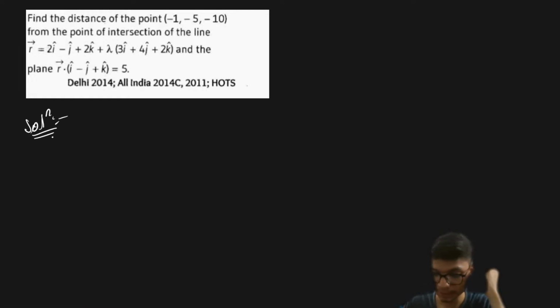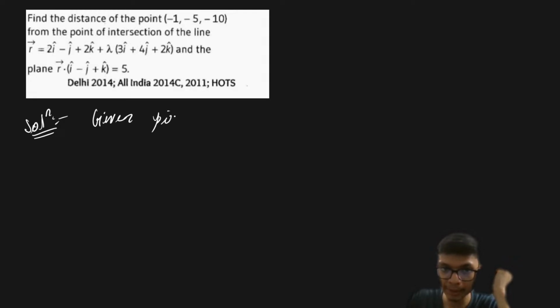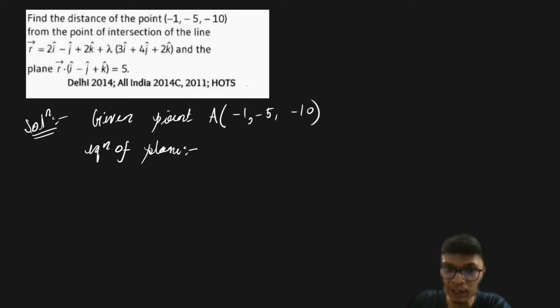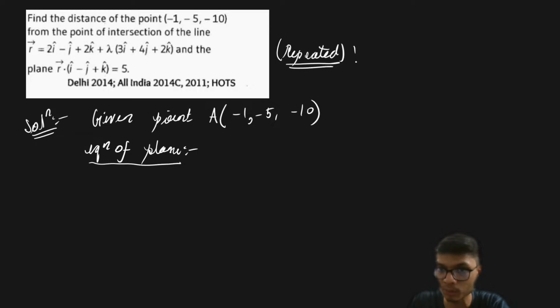The problem is talking about finding the distance of a particular point. So you start by writing what is given. The point is given as (-1, -5, -10), and you have to find the distance of this point from the point of intersection of the line and the plane. So you have one line and one plane, right? This is a very interesting problem, and these types of problems are usually repeated many times. As you can see from the repetition, these problems are very much repeated, so make sure that you practice these types of problems carefully.